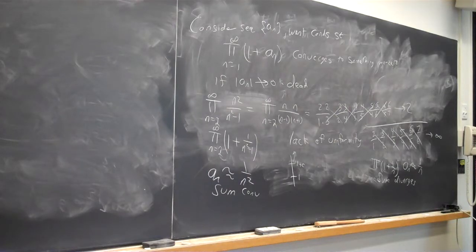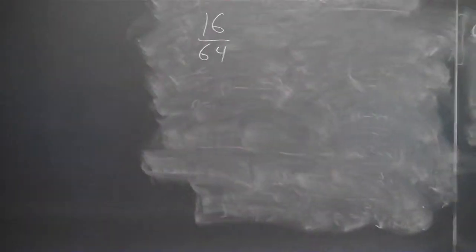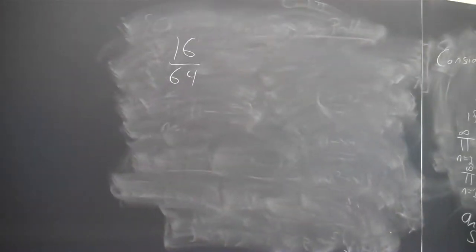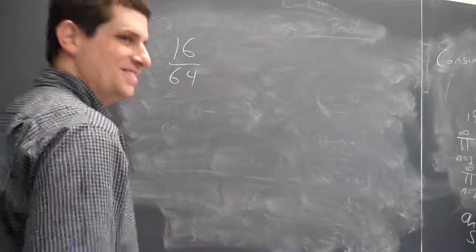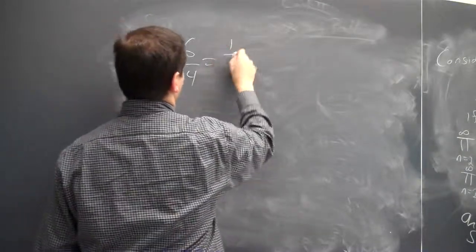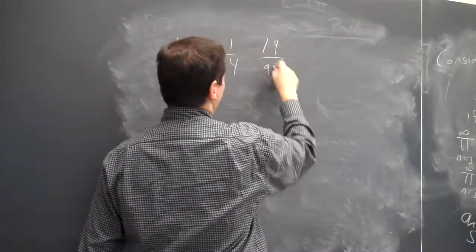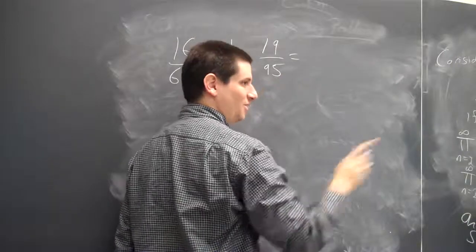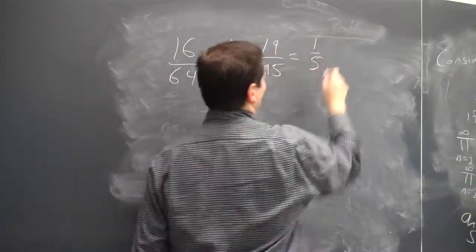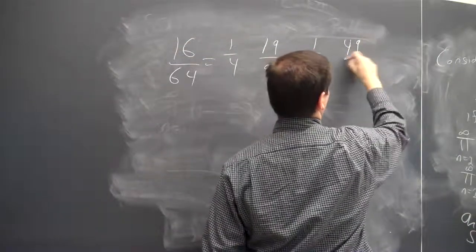Have I asked you to simplify that in this class yet? No? Okay. Can somebody tell me in lowest terms what 16 over 64 is? 1/4. 19 over 95. You can get rid of the 9. Very good. 49 over 98. Get rid of the 9.